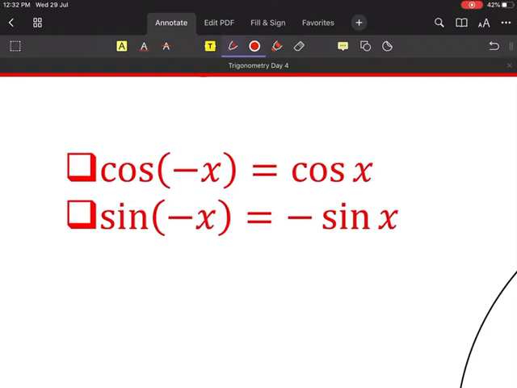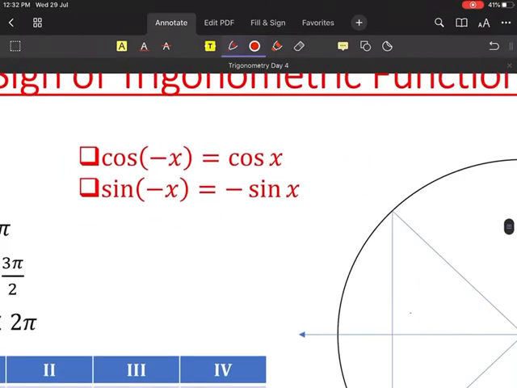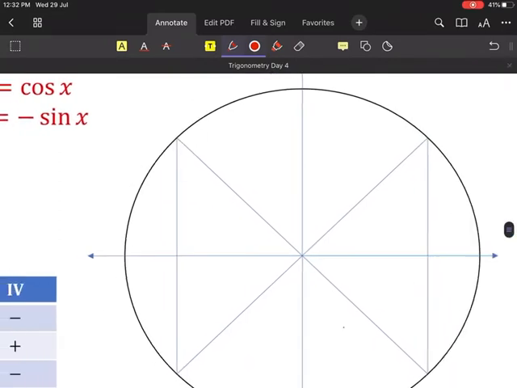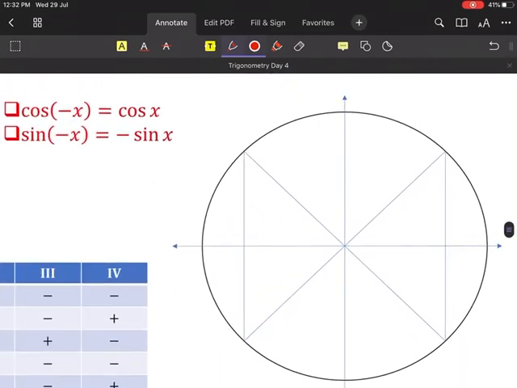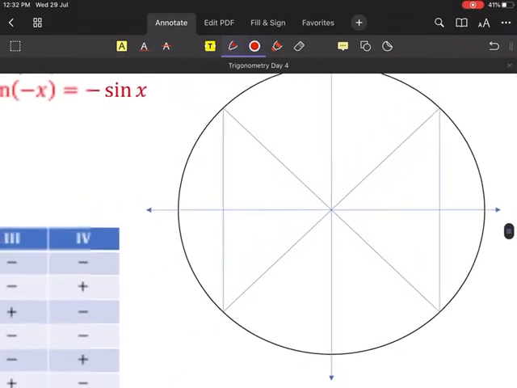Formulas, right? Cos of minus x is equal to cos x, and sine of minus x is equal to minus sine x. So how did we get these two formulas? That's what I'm going to start this class with. First thing, what I see in here is the same as before.